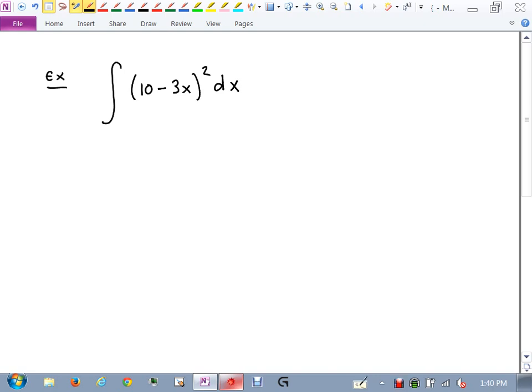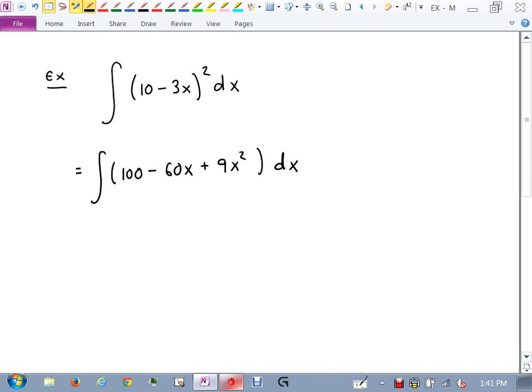All right. What do you think? Do you think you can just say, oh, I can find the antiderivative of 10 and then the antiderivative of 3x? No, because of the squared, right? So the only hope we have here is to actually multiply that out, like FOIL it out. Won't this become 100 minus 60x plus 9x squared dx? Yes? If you multiply that all out, let's FOIL it, right?